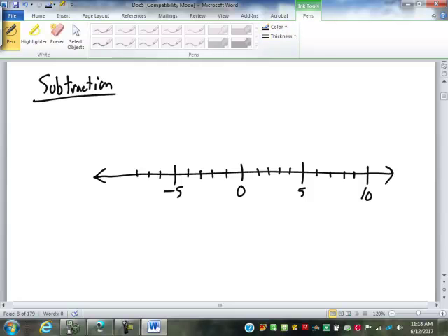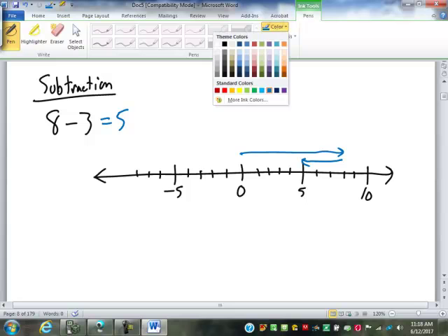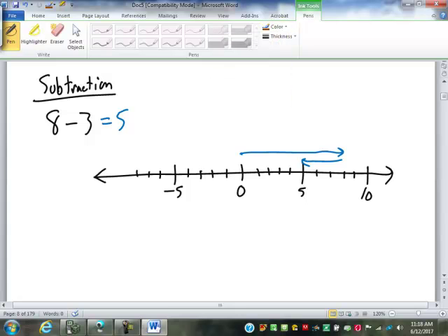If I give you 8 minus 3, the picture that most of you would draw on the number line would look like this. Start at 0, you go to 8, then you go back 3, and you end up at 5. 8 minus 3 is 5. Again, hopefully no big surprise to anyone. But as I look at this picture, that picture looks an awful lot like 8 plus a negative 3, doesn't it? Because it is.